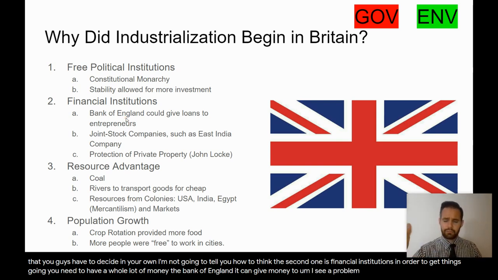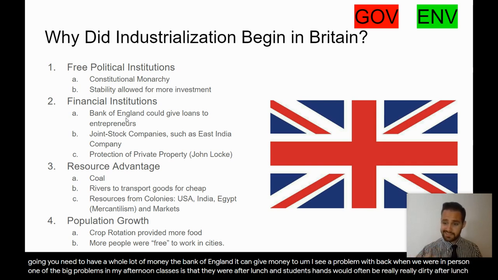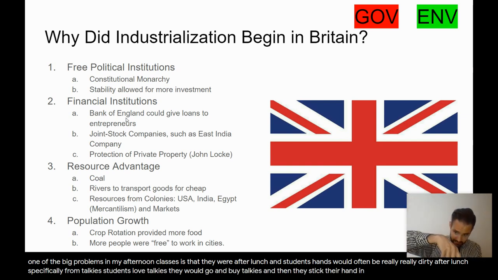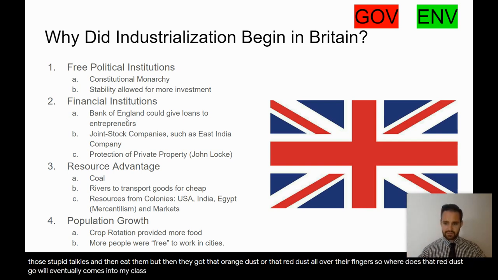I see a problem, back when we were in person. One of the big problems in my afternoon classes is that they were after lunch, and students' hands would often be really, really dirty after lunch, specifically from Takis. Students love Takis. They would go and buy Takis, and then they stick their hand into the Taki bag, and they would take out those stupid Takis and then eat them, but then they got that orange dust or that red dust all over their fingers. So where does that red dust go? Well, it eventually comes into my classroom. It gets over my desk, on my walls, on my carpet, everywhere.